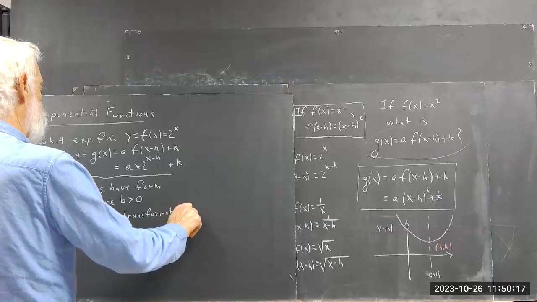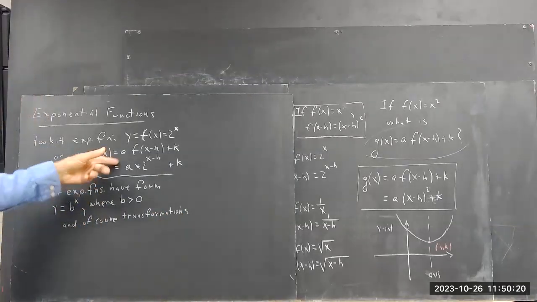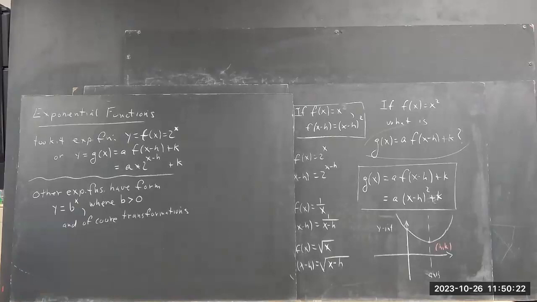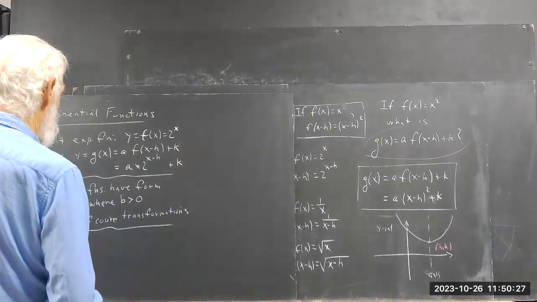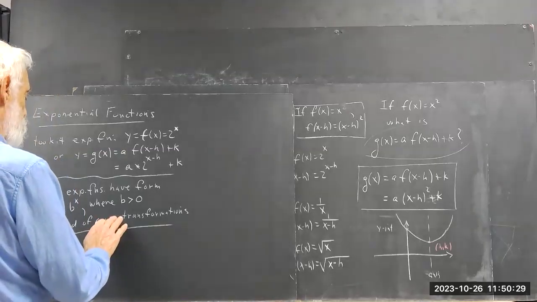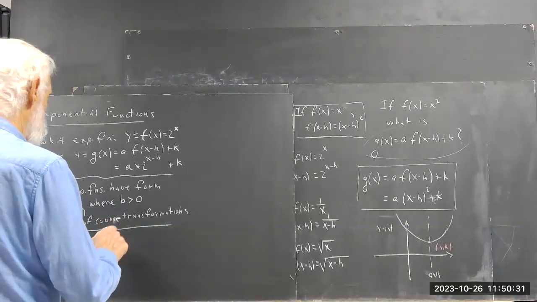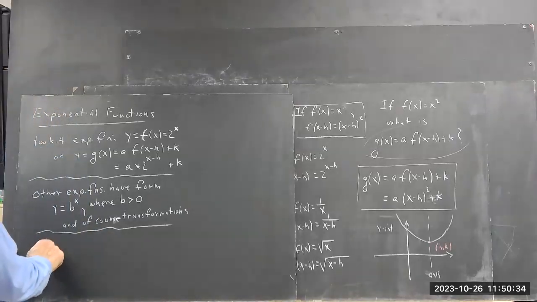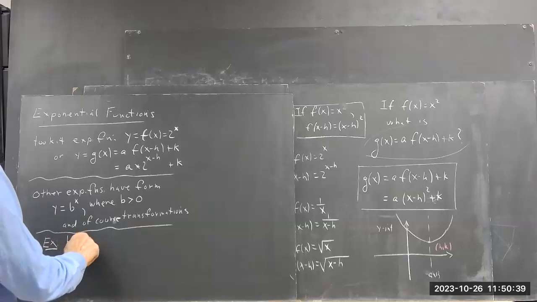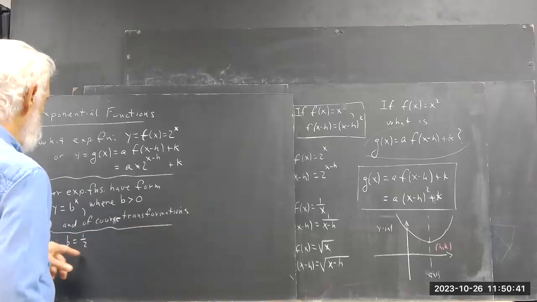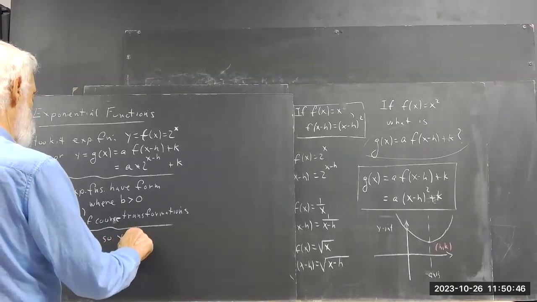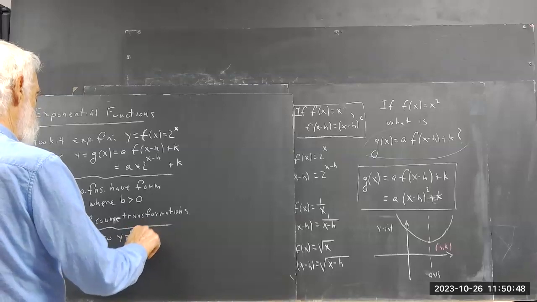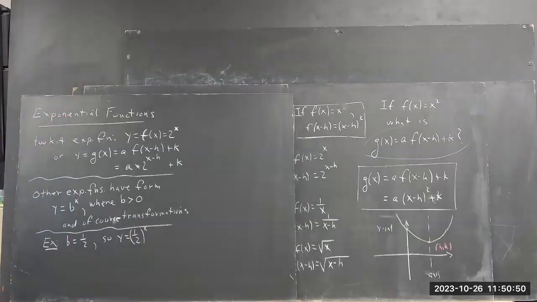And of course, we can do transformations on these just like we do transformations on these. Now let's see what y equals b to the x looks like. For example, b is 1/2. Y equals 1/2 to the x.